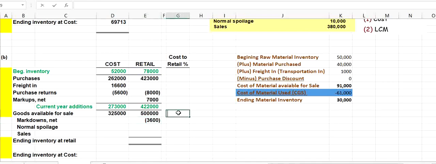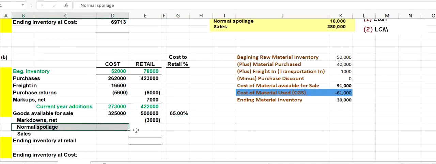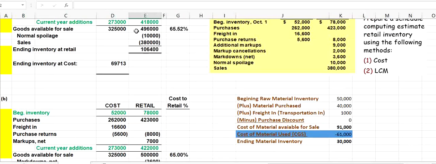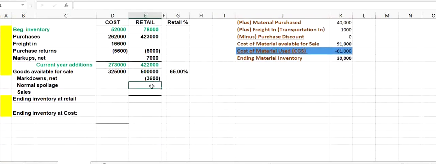Same case here. We will develop a relationship of cost to retail. So what we will do is cost divided by retail, and we will get a percentage here, 65%. Okay. Now what's next? What was the normal spoilage and sales figure? We can directly take it here. Normal spoilage was 10,000 and the sales figure was 3,80,000, and we can shift it here. So it's like 5 lakh minus 3,600 minus 10,000 and minus 3,80,000.